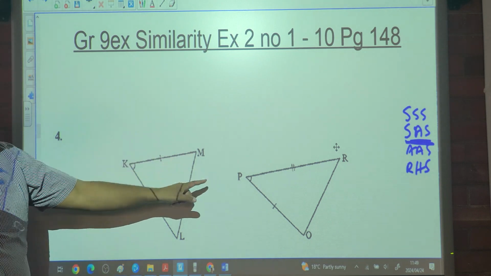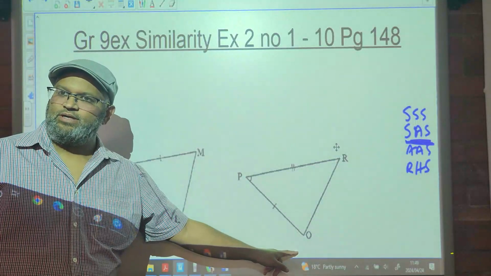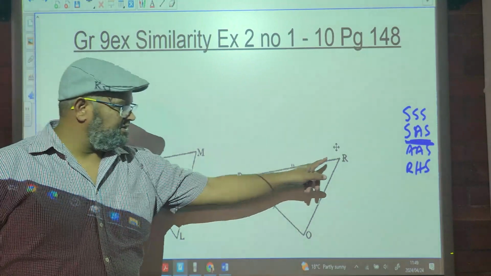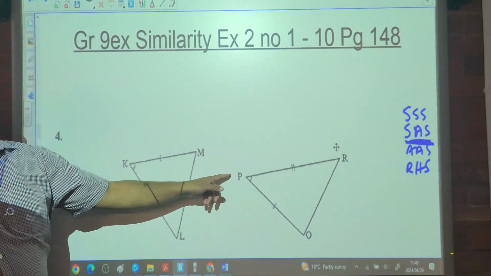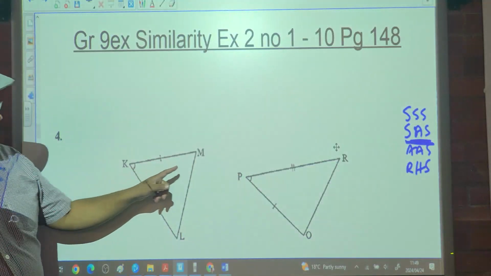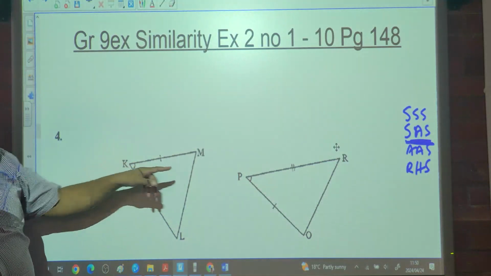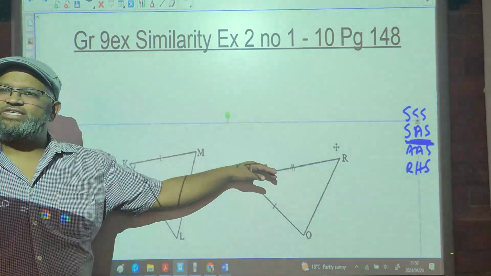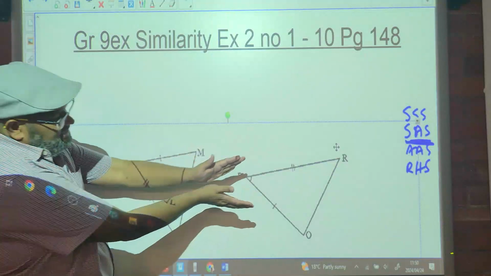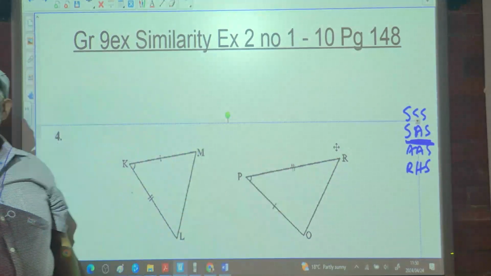Is KM equal to PO? Yes. Is KL equal to PR? Yes, it's given. And we have angle K and angle P, which is the included angle. Can you see that, people? Two lengths and an included angle. What does included mean? The angle is wedged between the two known sides.